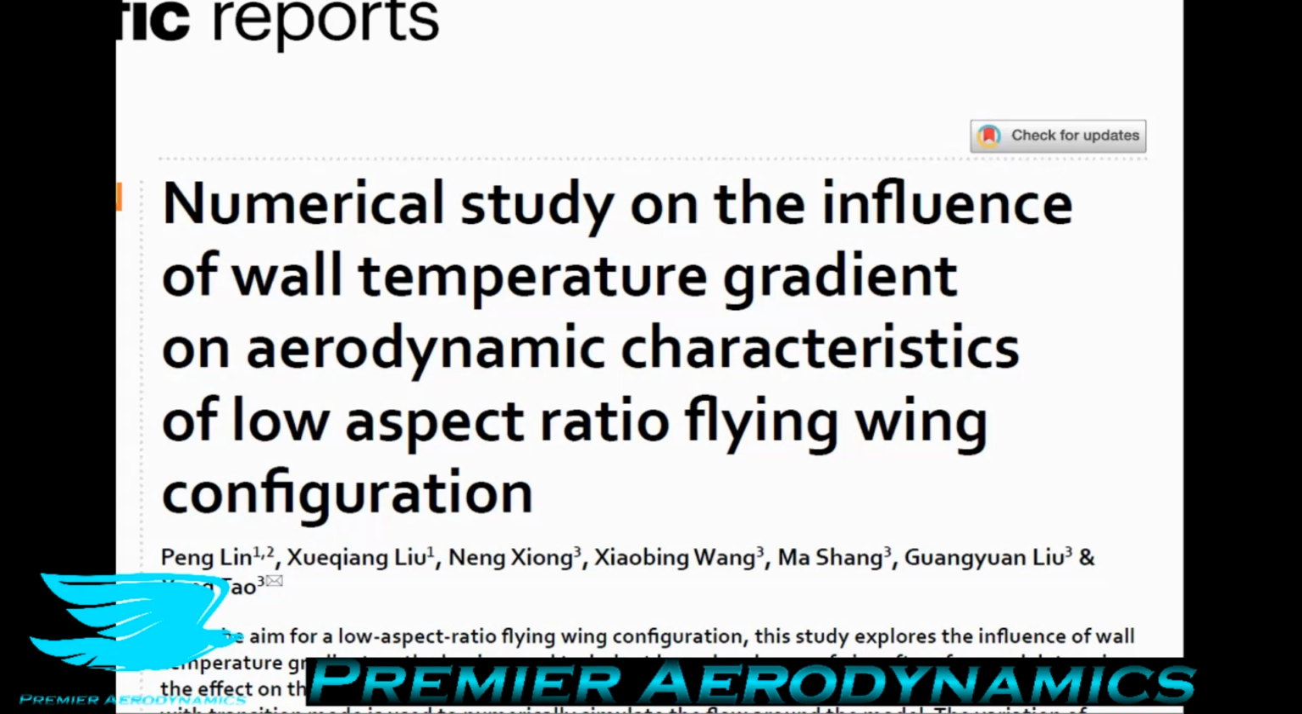To look at the effects of the wall temperature on flying wing aerodynamics, we're going to look at a paper called Numerical Study on the Influence of Wall Temperature Gradient on Aerodynamic Characteristics of Low Aspect Ratio Flying Wing Configurations. This is open access, so you can find it in the link in the description.